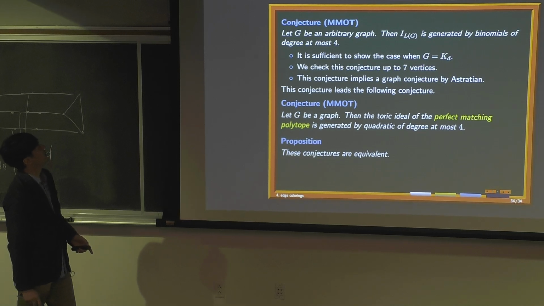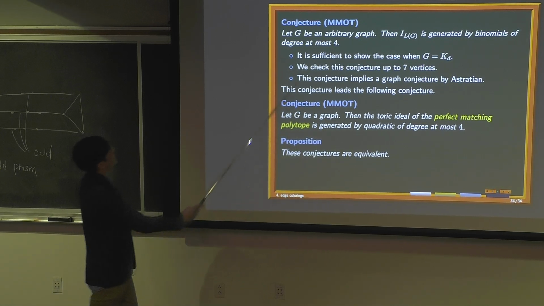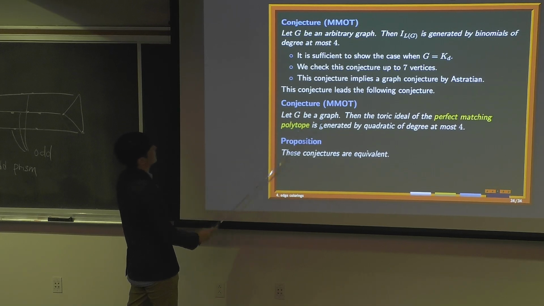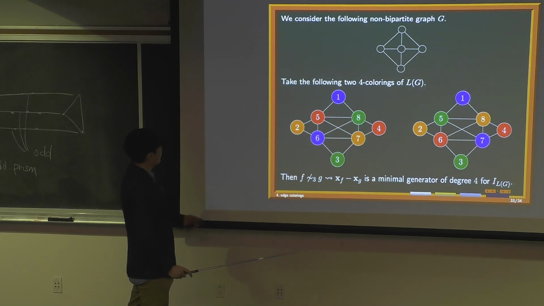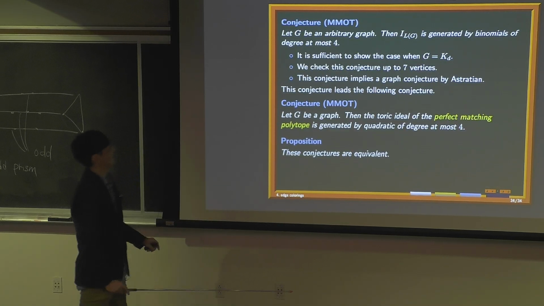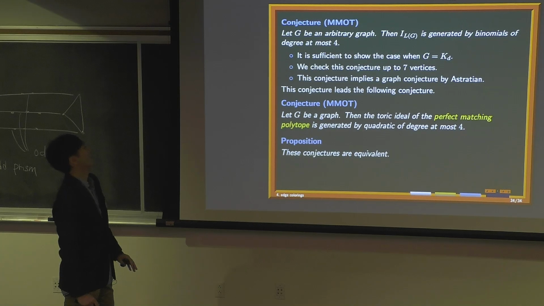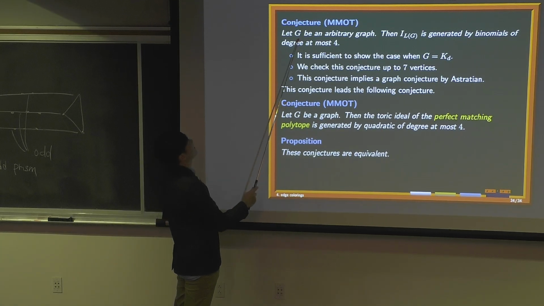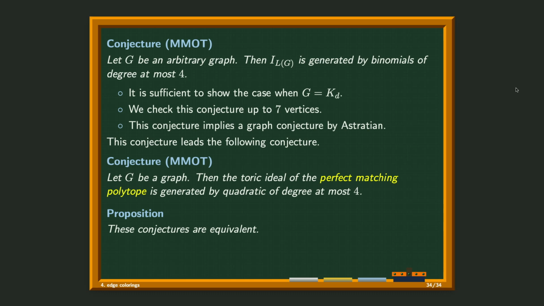So this is my last slide. From this computation and another graph theory conjecture, I give the following conjecture. If G is an arbitrary graph, in particular a non-bipartite graph, then the stable set ideal of the line graph is generated by degree at most 4. I remark that it is sufficient to show the case when G is a complete graph.